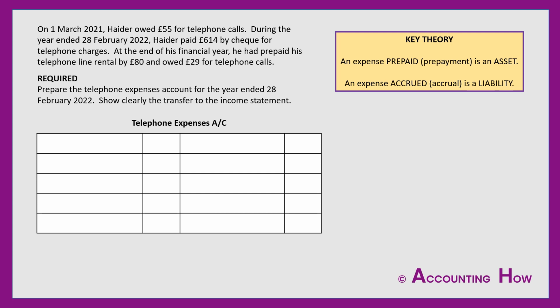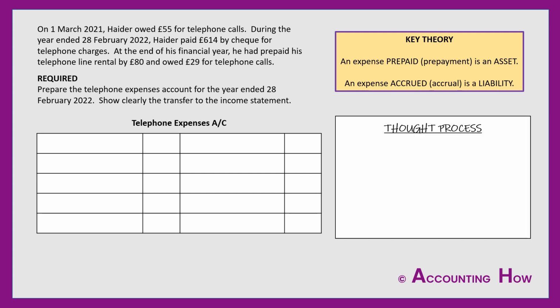I'm going to work through the same thought process. So question 1 in my mind, what was going on at the start of Hader's financial year? If his year ends on the 28th of February 22, his year must have started on the 1st of March 2021, and I can see at the beginning of the question he owed £55 for telephone calls. If he owes money, that's an accrual. It's a liability. It's something that's waiting to be paid. He's got to pay it. So I'm going to bring that down on the credit of his telephone expenses account.